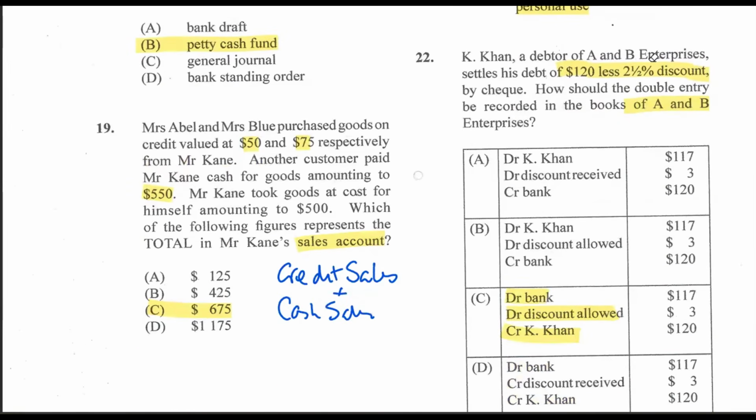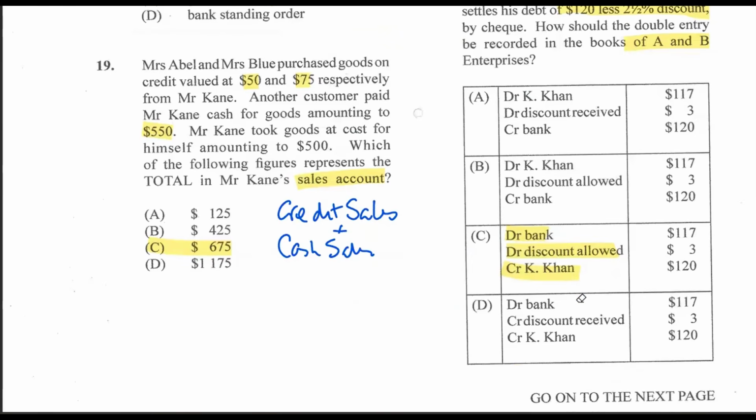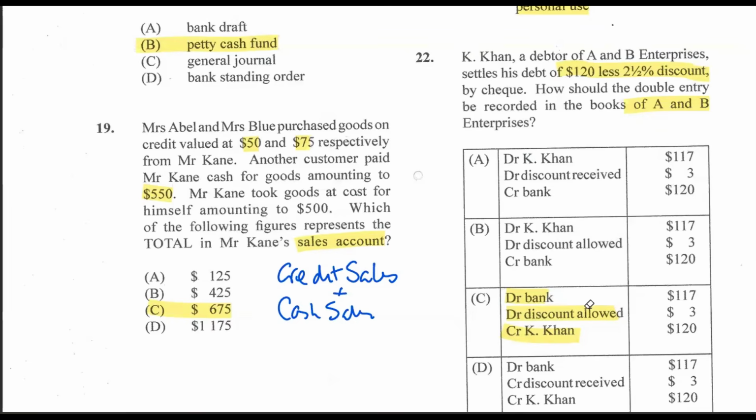Question 22, guys. K. Khan, a debtor of A&B Enterprise, settles his debt of 120 less 2.5% discount by check. How should the double entry be recorded in the books of A&B Enterprise? Alright guys, so A&B Enterprise is receiving money from Khan. Therefore, we will debit our bank and credit Khan. And the account that we're going to debit again will be discount allowed because A&B is giving Khan a discount. So from A&B's perspective, this is discount allowed. So answer should be C. Debit bank, debit discount allowed, and credit Khan.